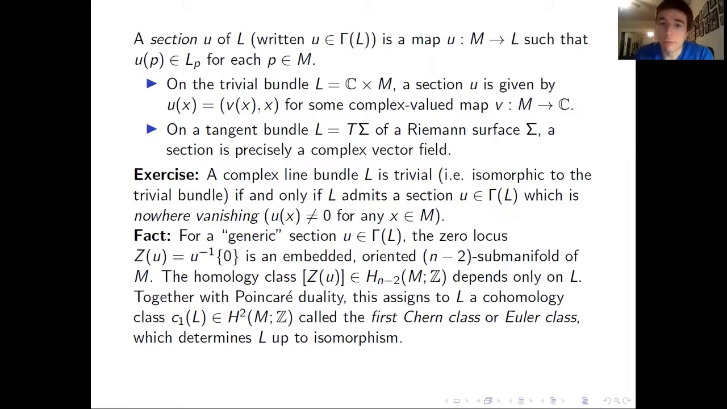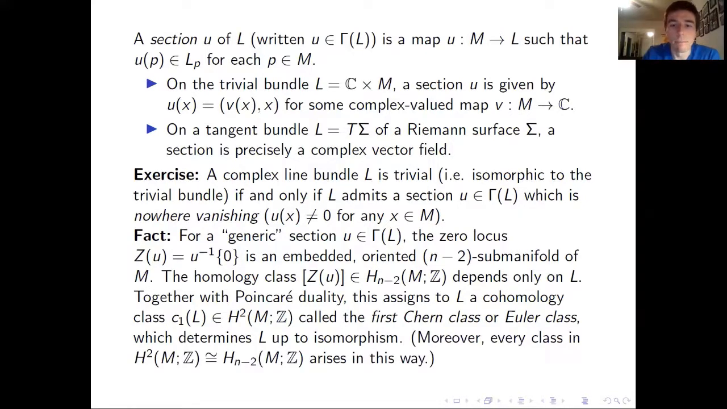So together with Poincaré duality, this assigns to L a cohomology class in H^2 with integer coefficients, which is called the first Chern class or the Euler class of L. And in fact, it determines L up to isomorphism. Moreover, it's a deep fact in algebraic topology that every rank 2 cohomology class can be realized in this way.